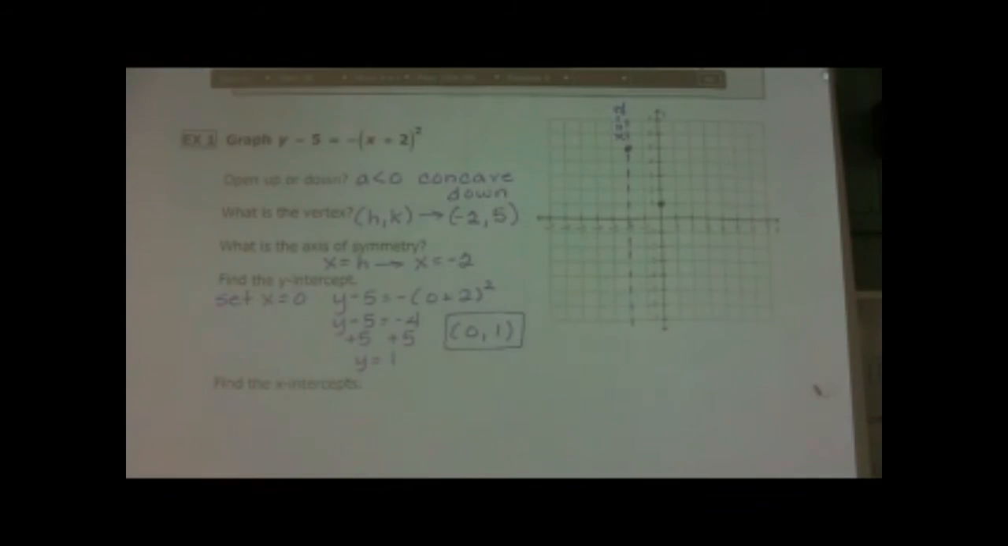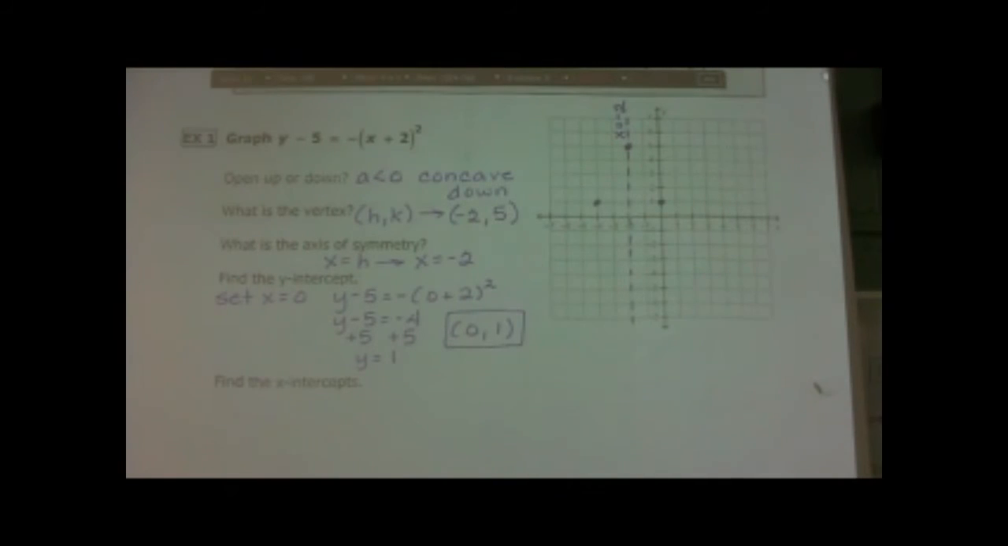Now, I will show you, here's something you can do. Remember how the right and the left side of this graph are mirror images? You know you're going to have a point right over here. That's my mirror image point.